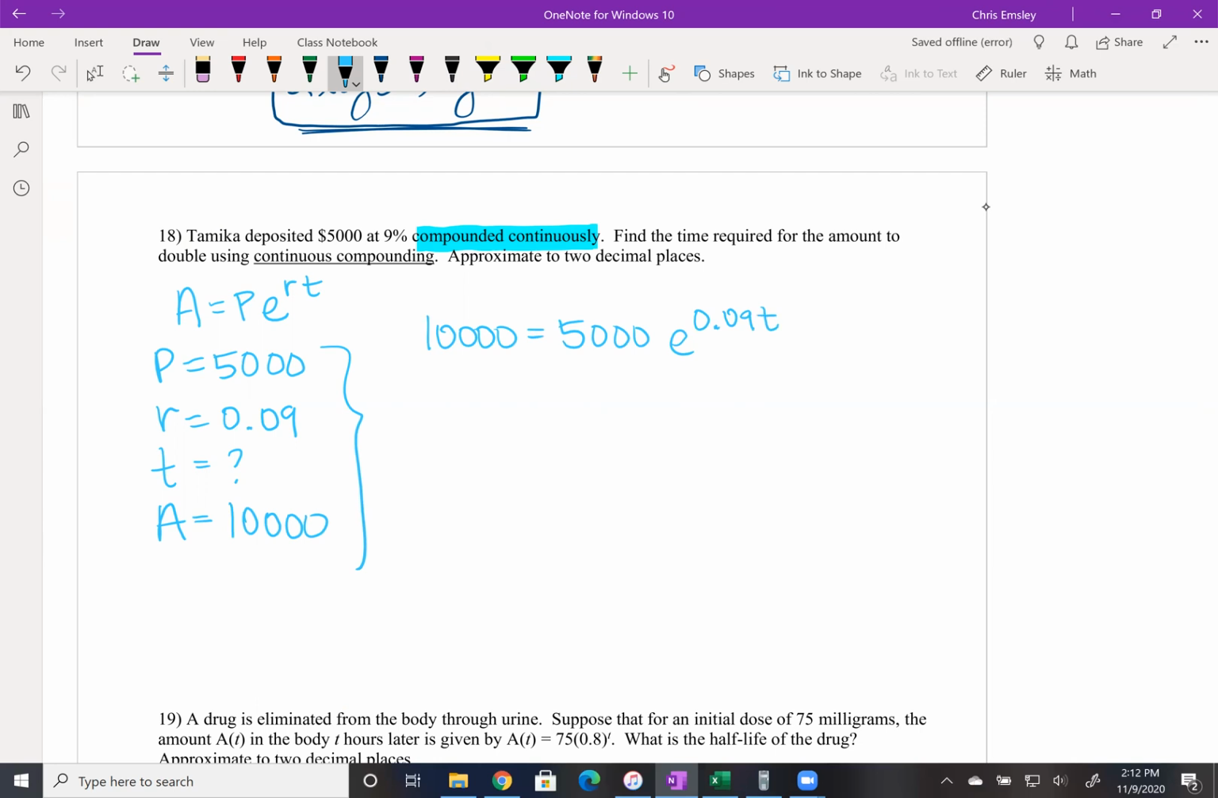We wanted to know how long it's going to take. This is kind of like when we did 2 examples ago. Our variable is up there in the exponent. So I'm going to start by getting rid of that coefficient. I always like to use 2 colors. Hold on. Divide both sides by 5,000. 10,000 divided by 5,000 is 2. And over here, the 5,000s cancel.